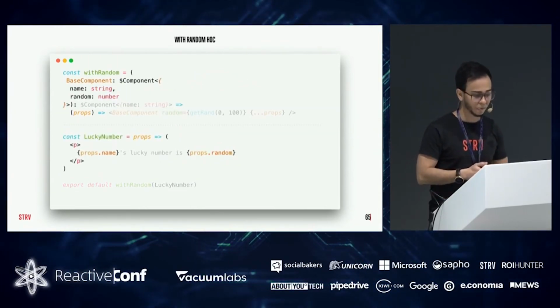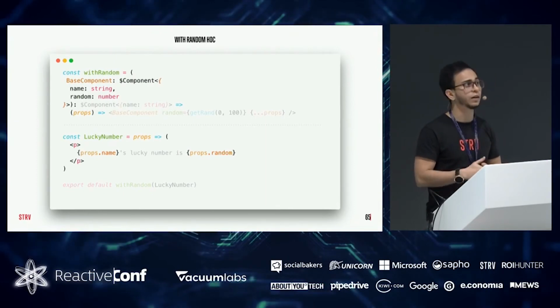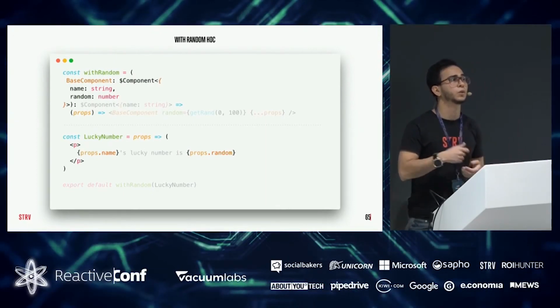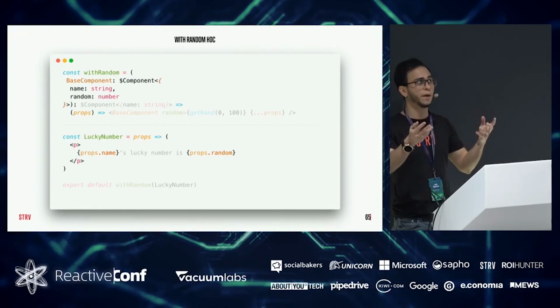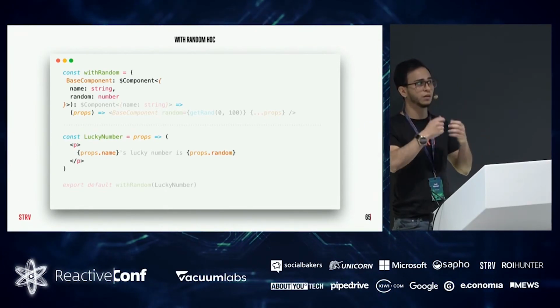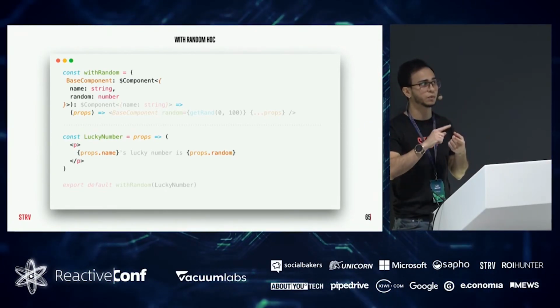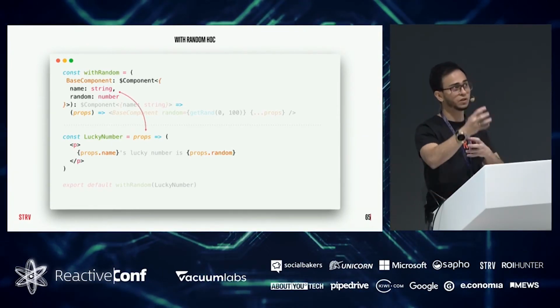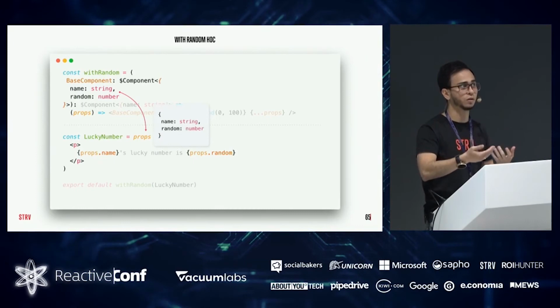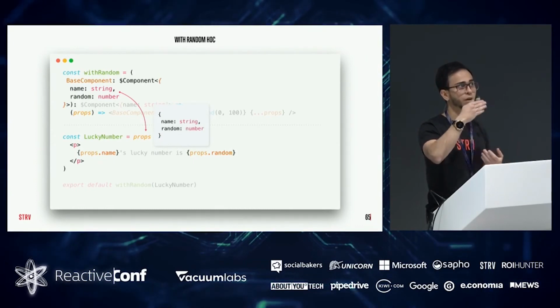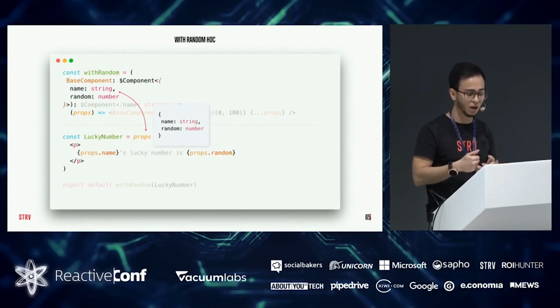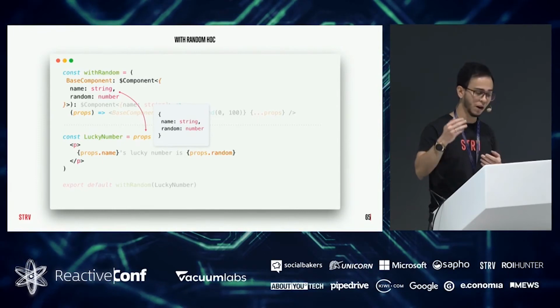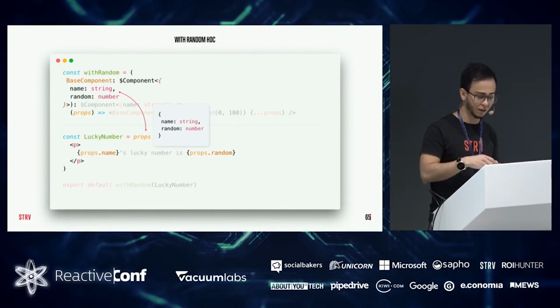Now, let's type the inner component. We're going to say that the base component is going to take properties name and random. So this will match directly with whatever we call. So in this case, it's going to be lucky number, and the props is going to turn into being this: name string and random number.